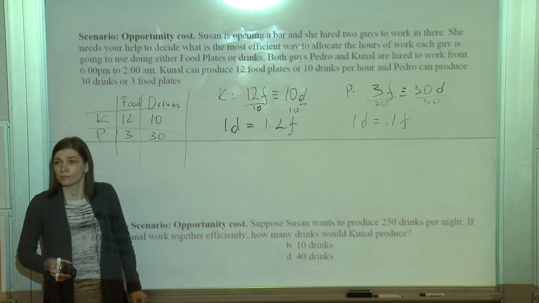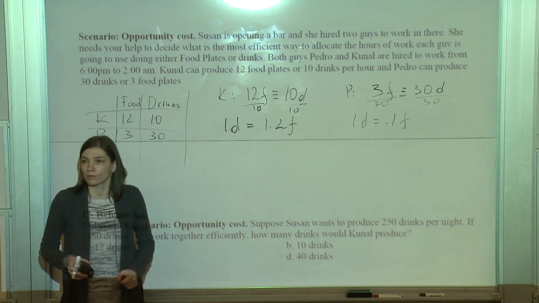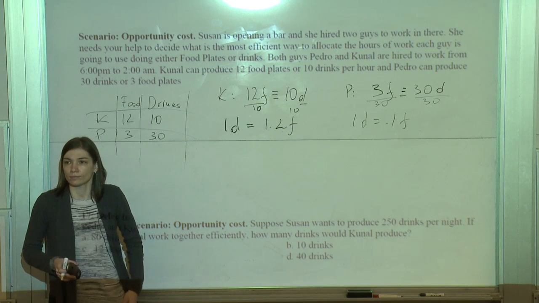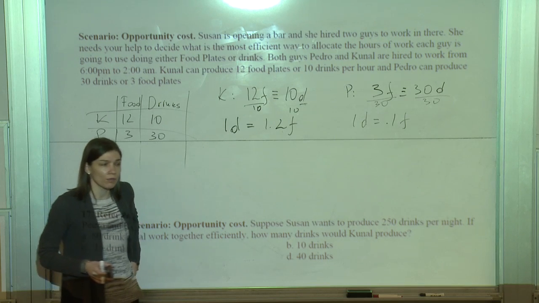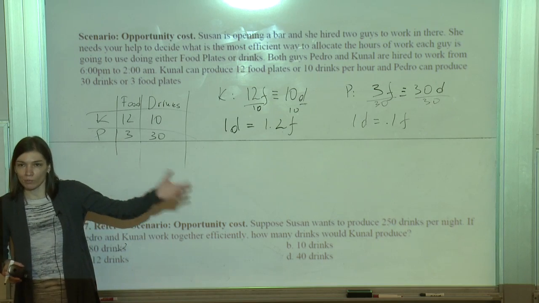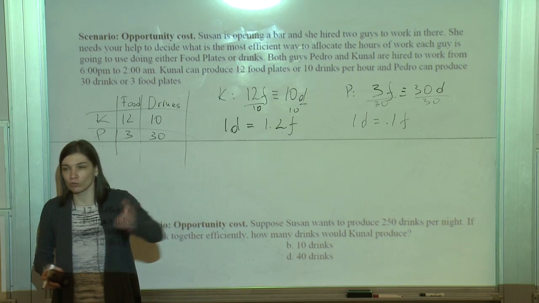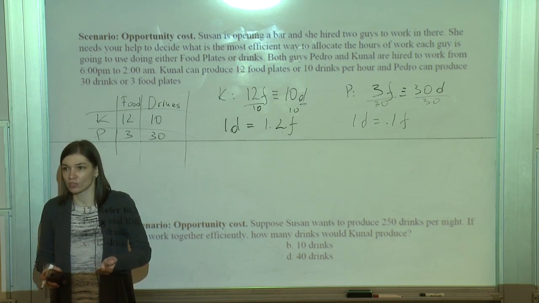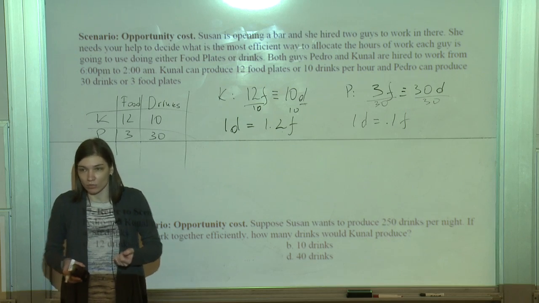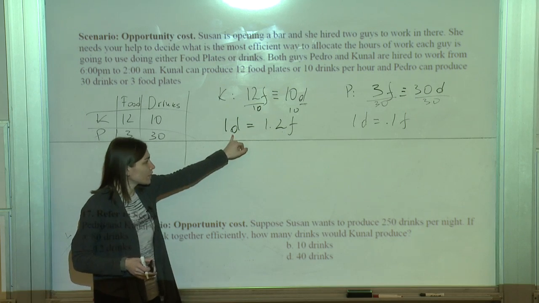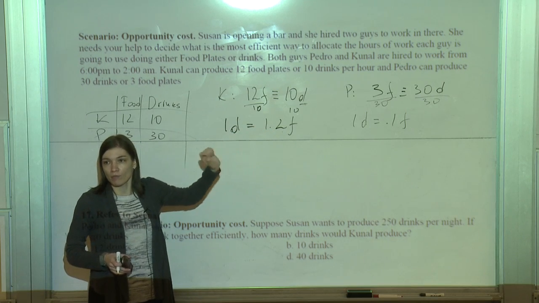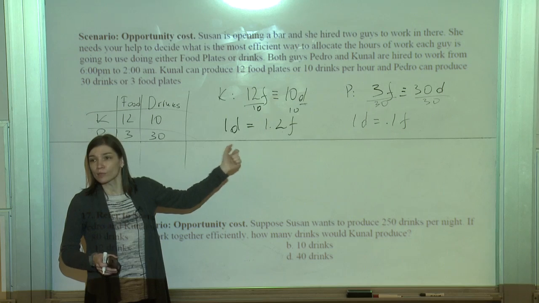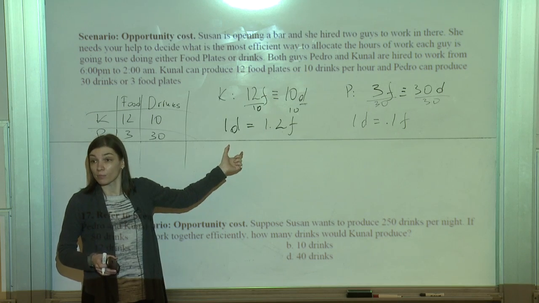Question? No? The question is, is it always going to be the case that when one person has a comparative advantage in one good, the other person is going to have the comparative advantage in the other good? The answer is yes, because we express the opportunity cost of drinks here. If we want to express the opportunity cost of food, that will be the reciprocal of this number, all right?